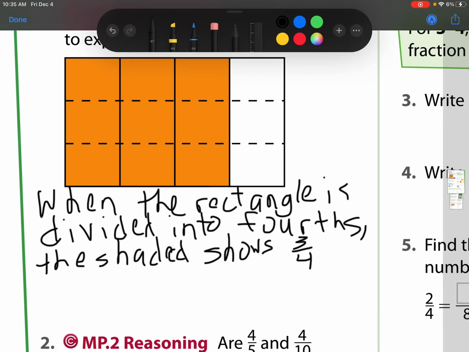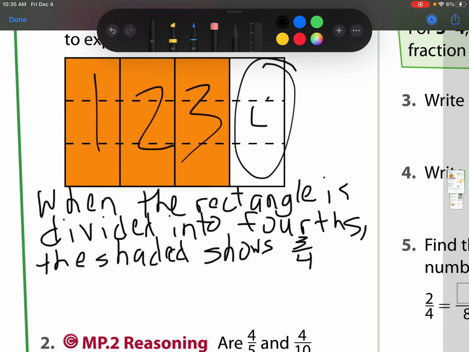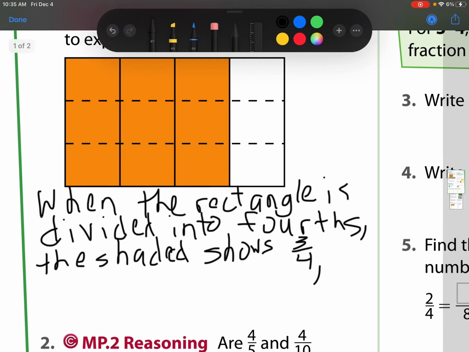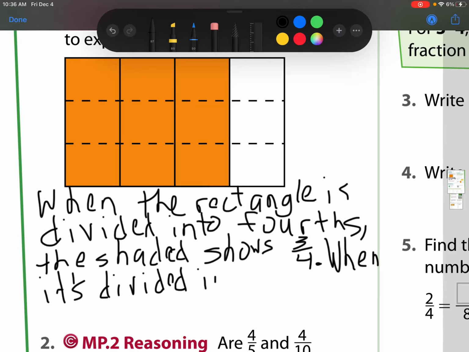And how do you know it's 3/4? Well, there's 1, 2, 3 parts that are shaded, but there's 4 total parts. So we have 3 shaded out of 4. Remember, it's parts over whole. And so now, oops, not a comma, now we need a period. So now we have this phrase, when the rectangle is divided into 12ths, the shaded part shows 9/12.